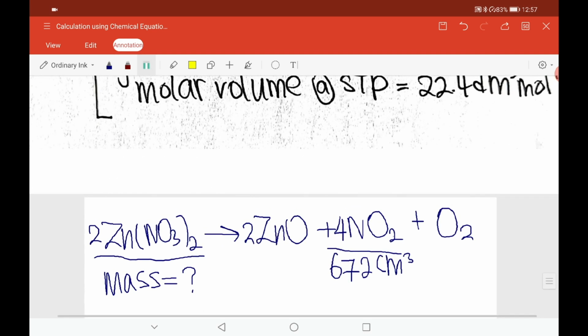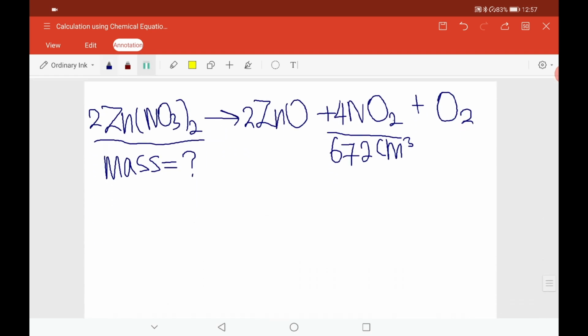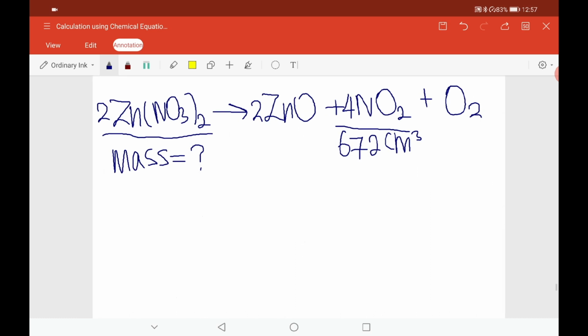Now we will kickstart our calculation. To do the calculation, first of all, we must convert whatever we have into mole. Always convert whatever we have into mole first. We have 672 cm³, which is volume. So we can convert volume to mole first. Volume and mole can be converted using molar volume.